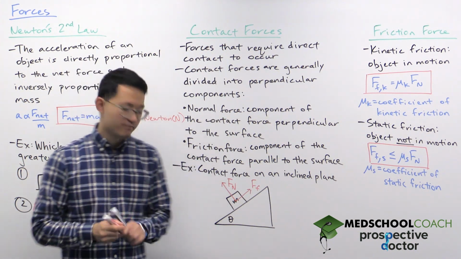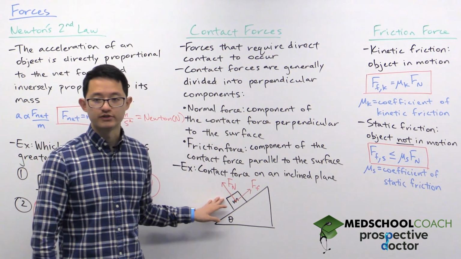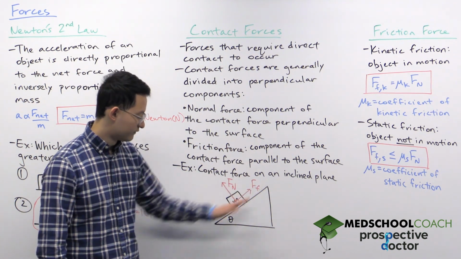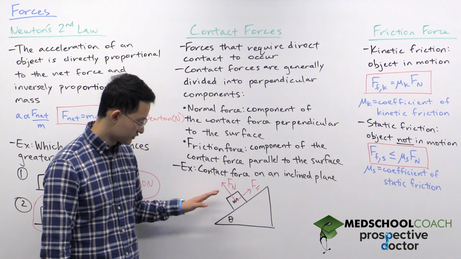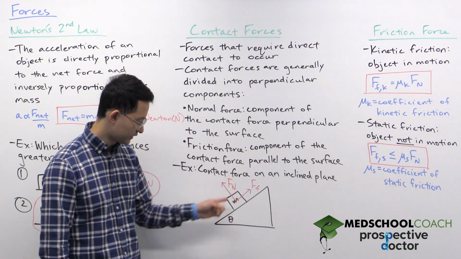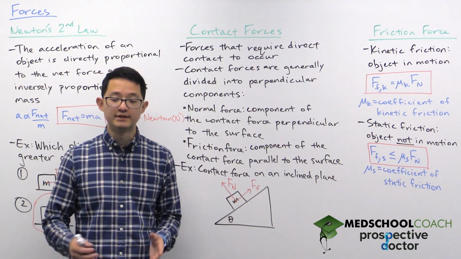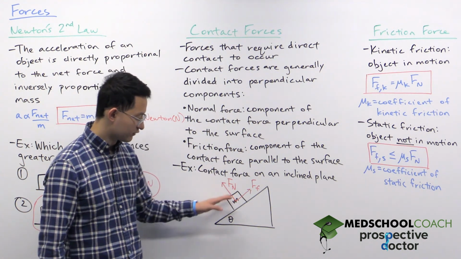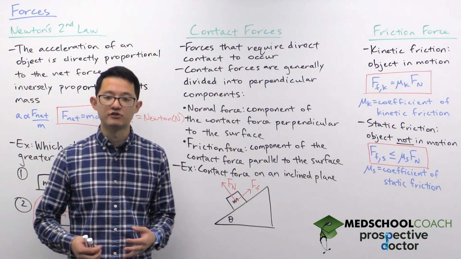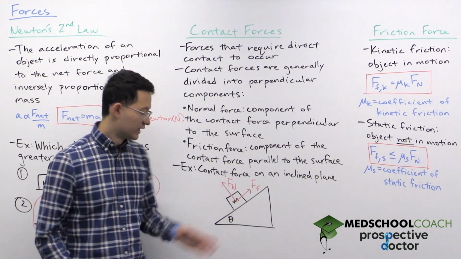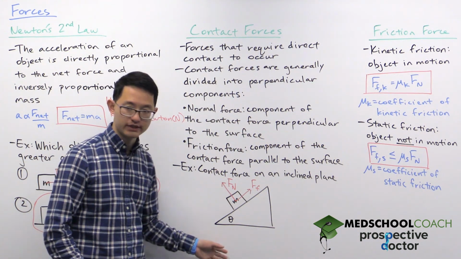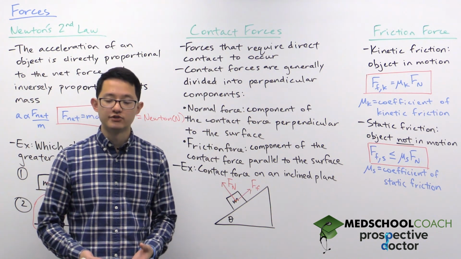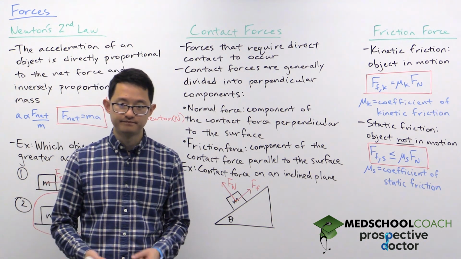So this is what we mean by the contact force being divided into the perpendicular components relative to the surface. So again, friction is parallel to the surface, normal force is perpendicular to the surface. Now, of course, these are not the only forces acting on the object. There is also a non-contact force, gravity, which is acting straight down. But we'll look at that in the subsequent video when we introduce non-contact forces.